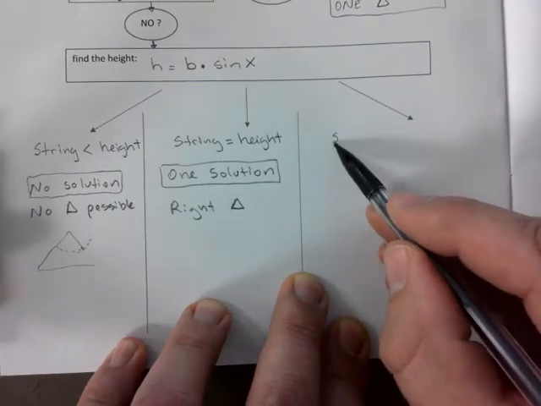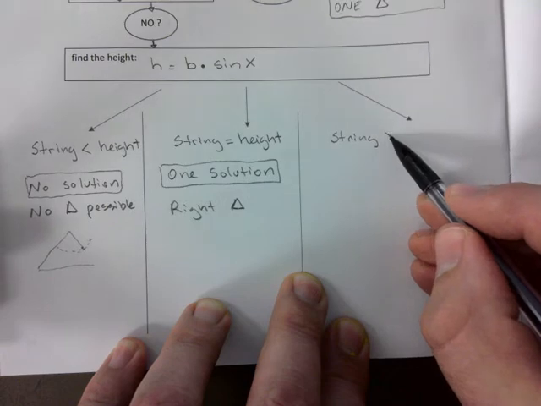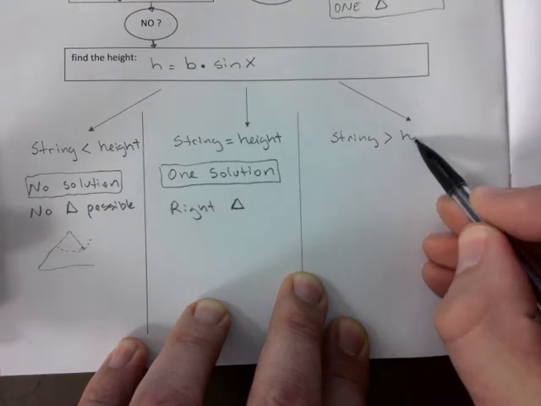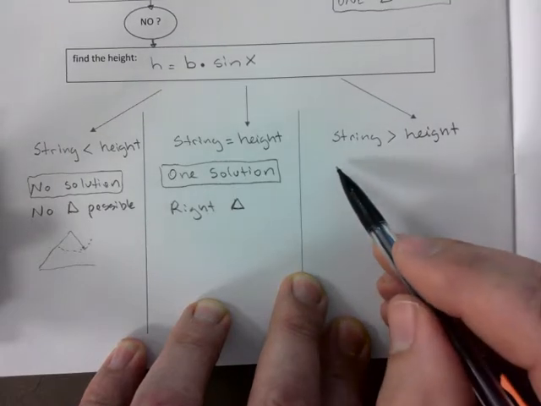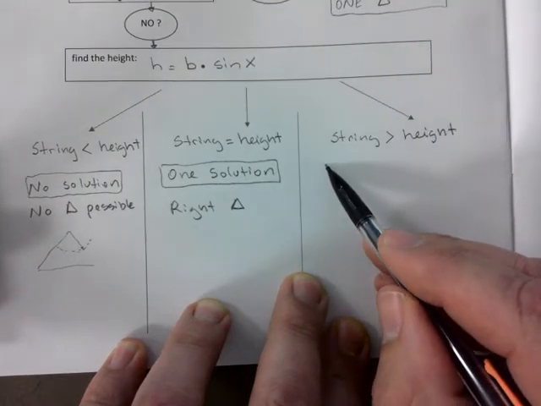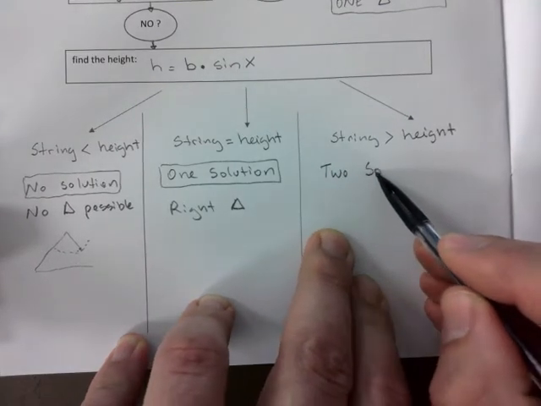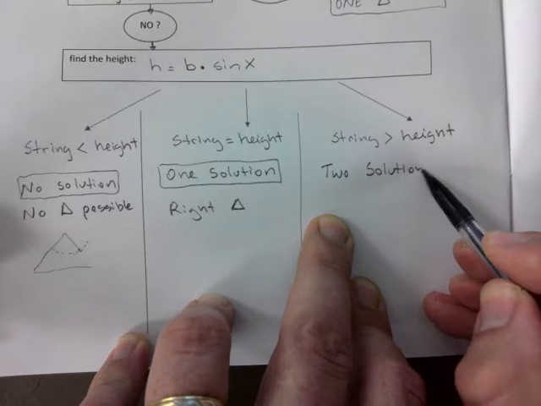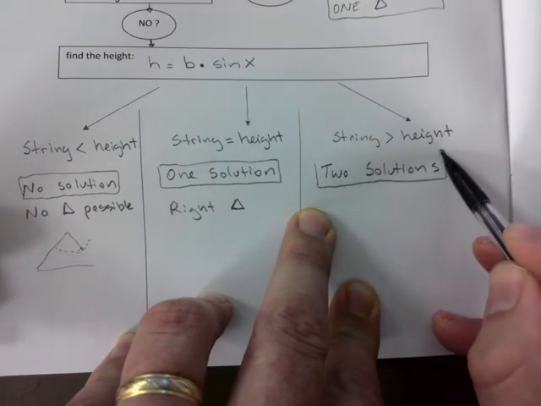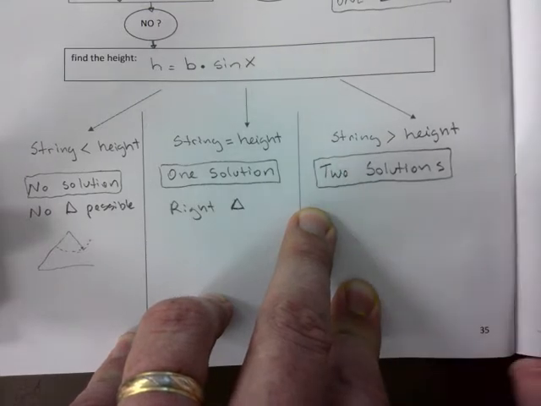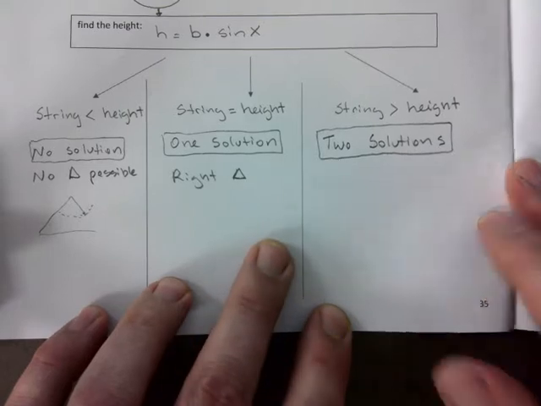And then what if the string is greater than the height? That, ladies and gentlemen, is when you have two solutions. That is the one that is going to take a lot of our time solving, because you literally have two triangles to solve. And this is what they look like.